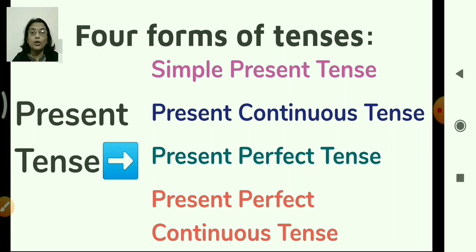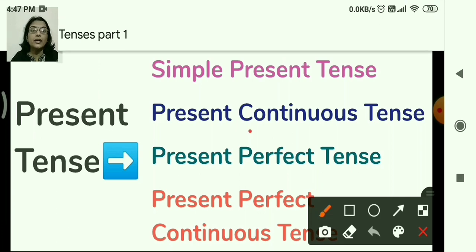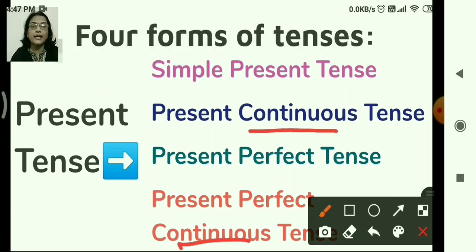Now, I would like to tell you one more thing. The word continuous, you can see here, is also called progressive. So if you come across such a word, present progressive tense, don't get confused. It is present continuous tense also. Continuous and progressive are one and the same; only these two names are given. The same tense it is. Followed?